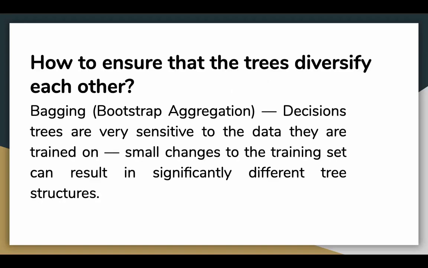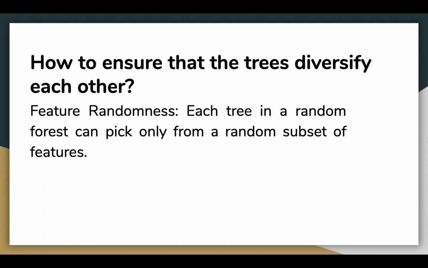Now, how do we ensure that the trees diversify each other? Bagging helps us here. Bootstrapping the data and using the aggregate to make a decision is known as bagging. Random forest takes advantage of this by allowing each individual tree to randomly sample from the dataset with replacement, resulting in different trees. Next is feature randomness. Each tree in a random forest can pick only from a random subset of features.